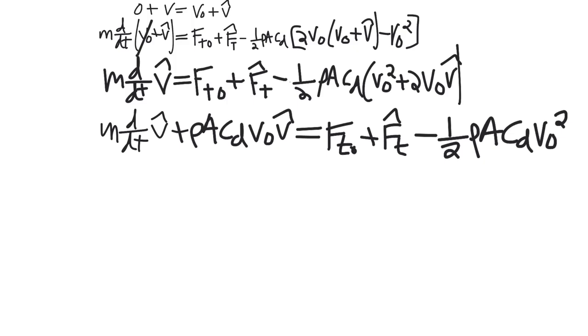On the right-hand side, we still have a couple of extra constants. The ft naught value is constant, and the 1/2 rho a cd v naught squared value is also constant. There's a hidden relationship between these if we're taking that velocity to be at some equilibrium point, and we're defining these variables from some point where the aircraft is truly in equilibrium.